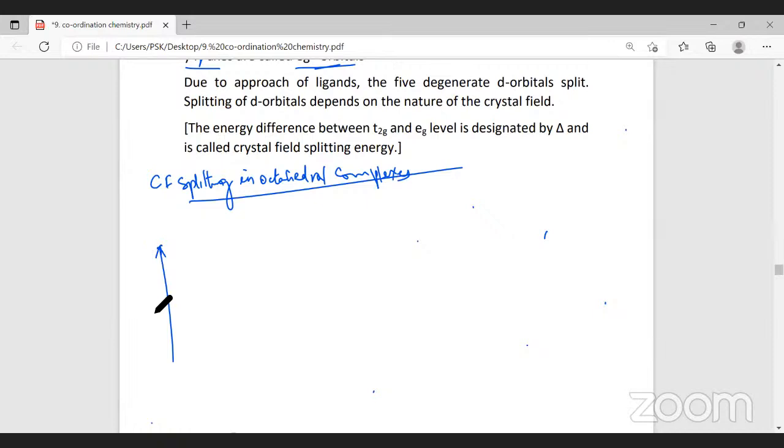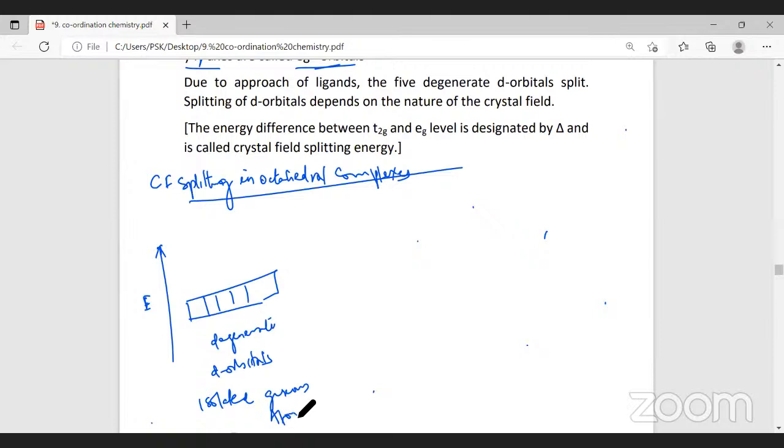Now d orbitals, we have 5 d orbitals. In the isolated gaseous atom, we have 5 degenerate d orbitals. This is an isolated gaseous atom. So what do you mean by degenerate orbitals? Orbitals having the same energy will be called degenerate orbitals.